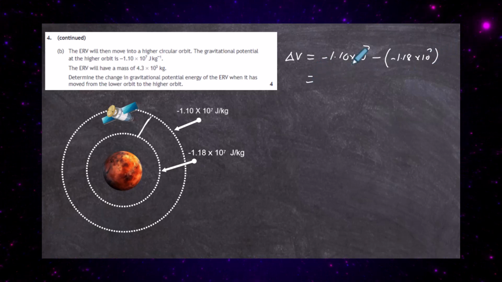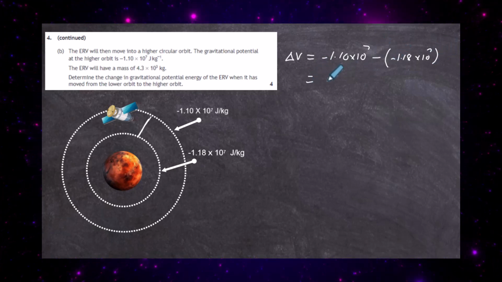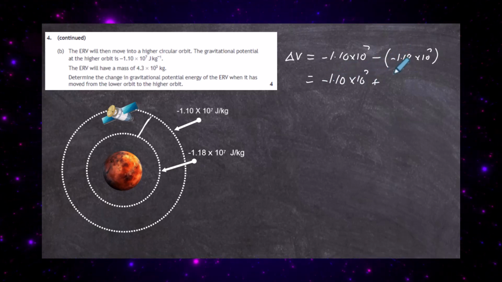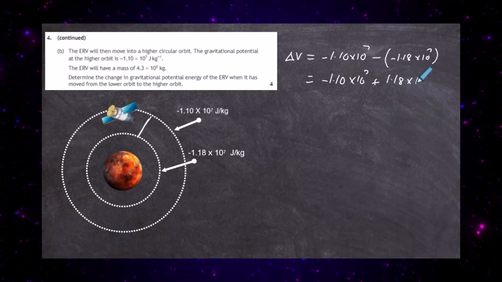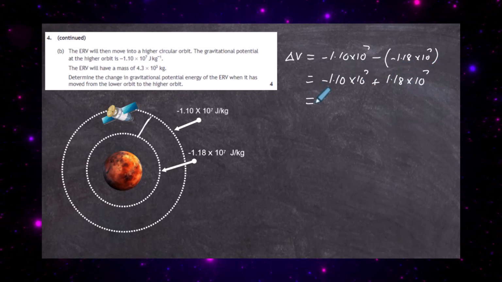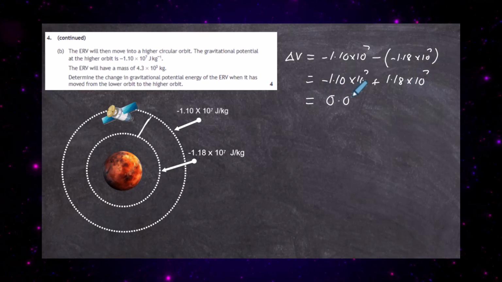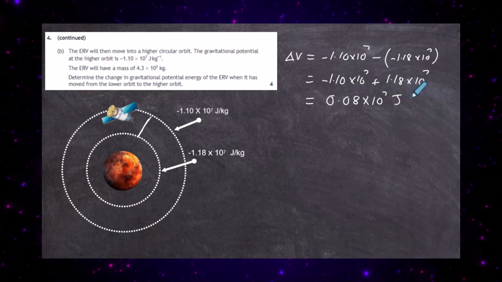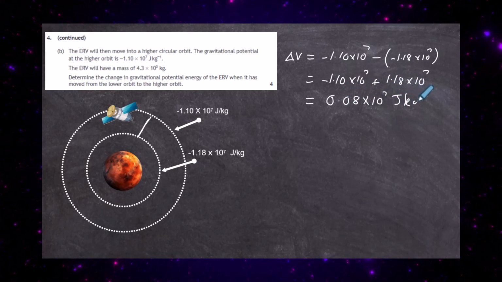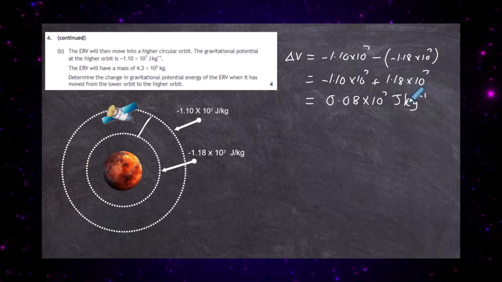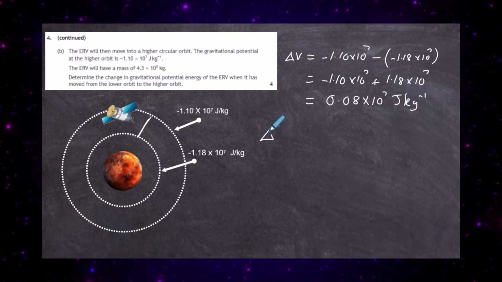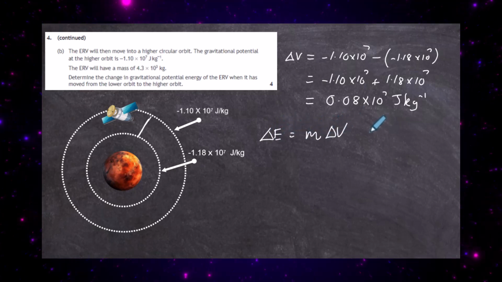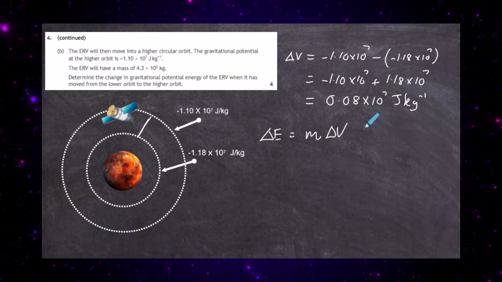So when we work that out, remember, take away a minus is going to give us a plus. So we're going to have minus 1.10 times 10 to the power 7 plus 1.18 times 10 to the power 7. And we work that out in our calculators, we get 0.08 times 10 to the power 7. And our units, since it's still potential, are joules per kilogram. So the actual potential energy difference, which we'll call delta E, is equal to the mass multiplied by this potential. Remember, the potential energy is the mass times the potential.